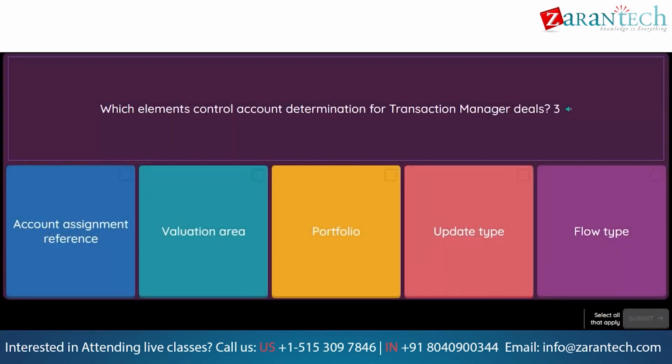Question: which elements control account determination for transaction manager deals? Option 1 account assignment reference. Option 2 valuation area. Option 3 portfolio. Option 4 update type. Option 5 flow type.